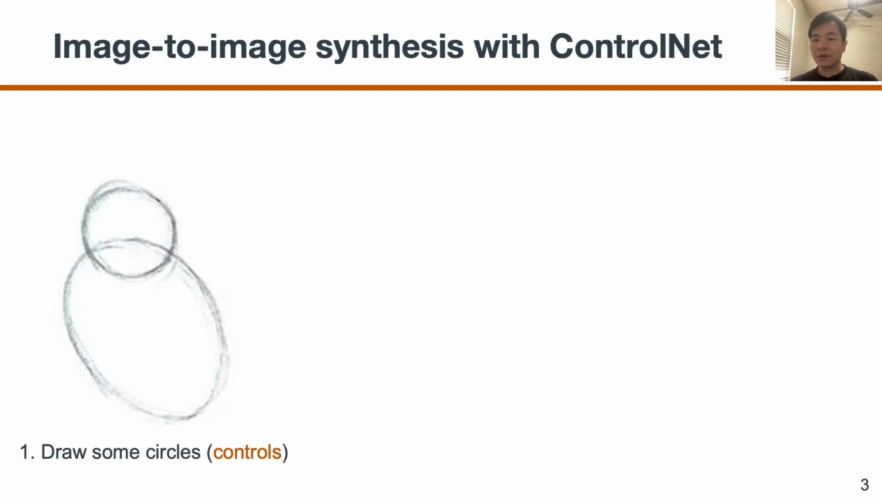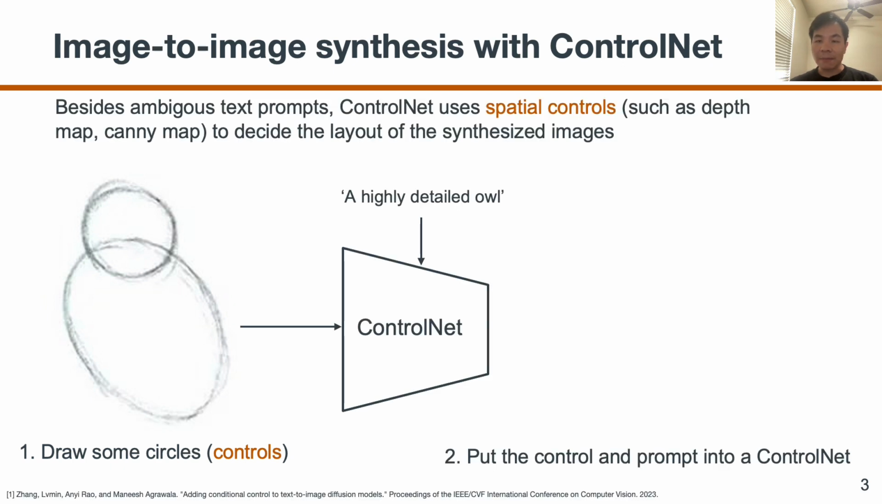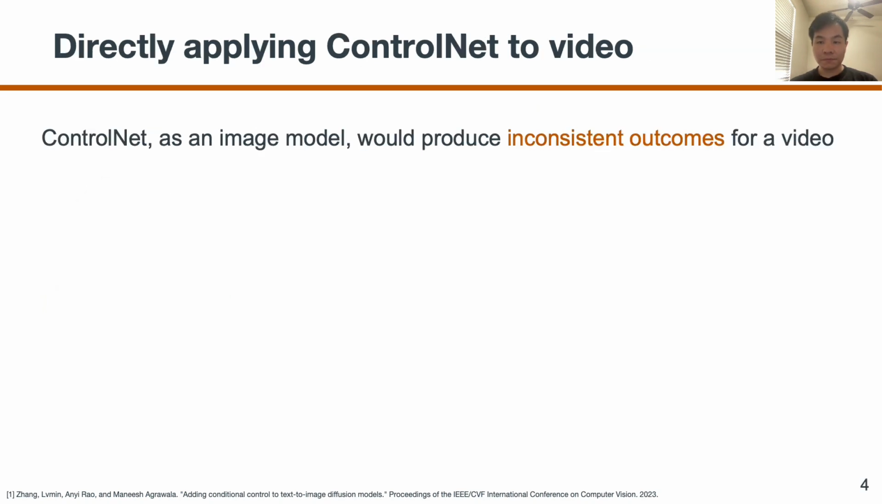There are many good image-to-image models, such as ControlNet. Based on some abstract controls, such as Canny Edge, ControlNet could synthesize a valid photo that follows the guidance. It used to be extremely hard to draw. Now, after drawing two simple circles, ControlNet could do the rest for you.